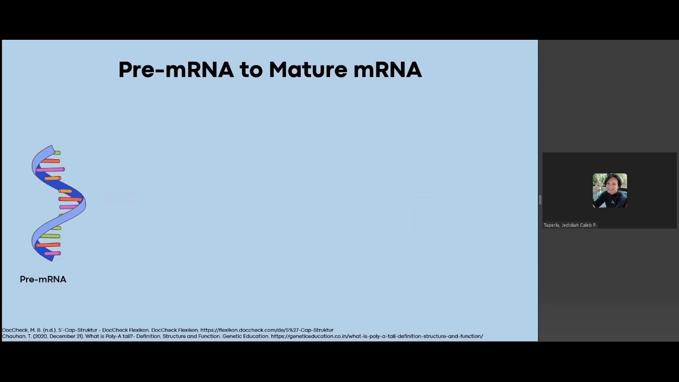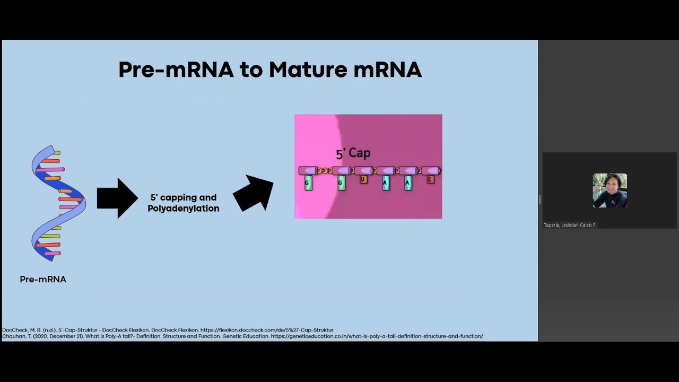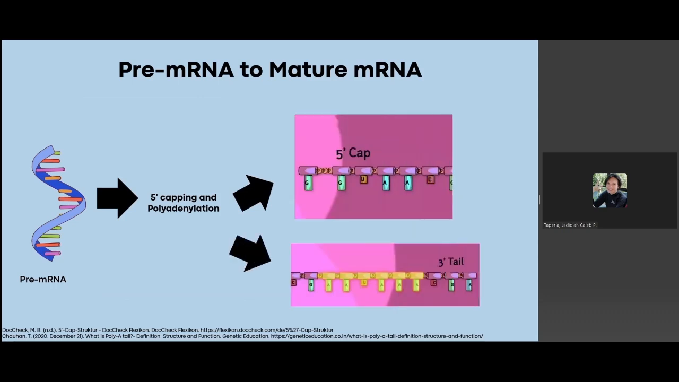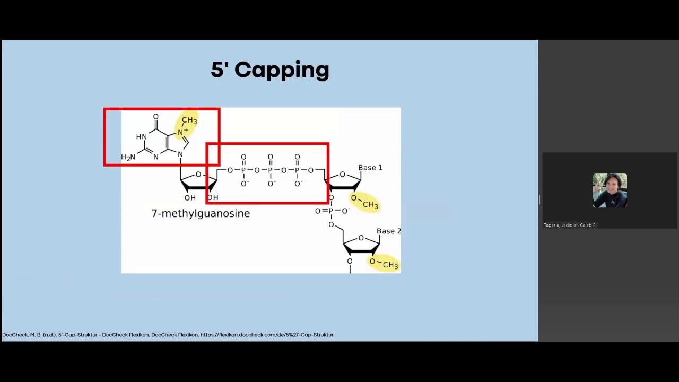So the first modification is 5' capping, where a 7-methylguanosine attaches to the first nucleotide of pre-mRNA via a triphosphate linkage. And next slide, please.